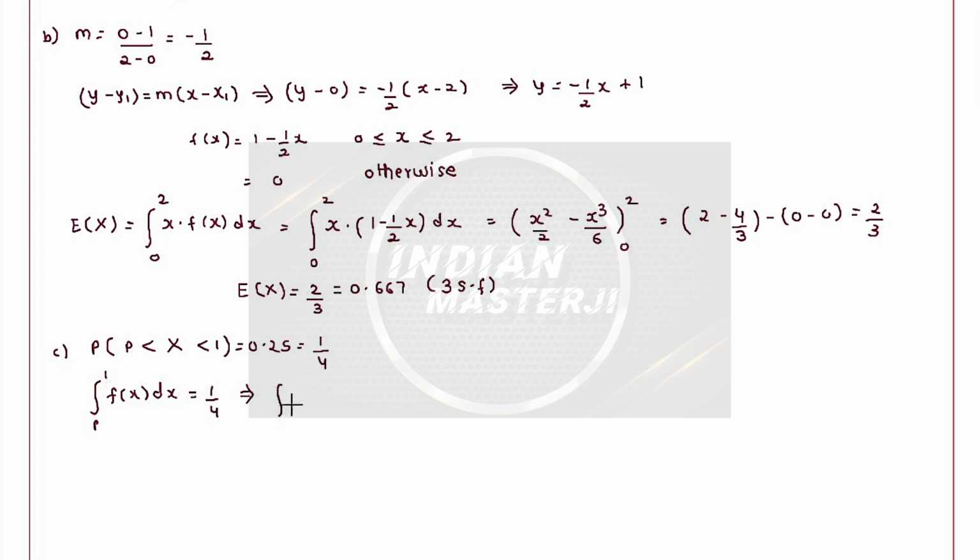So from this, what do I get? Integral of, what is my f of x? 1 minus x by 2. This I am supposed to integrate with respect to x from p to 1. This is equal to 1 by 4. So from this, what do I get? I get this as x minus x squared by 4, and the limits are from p to 1. This is equal to 1 by 4.